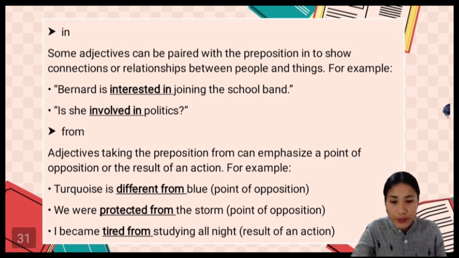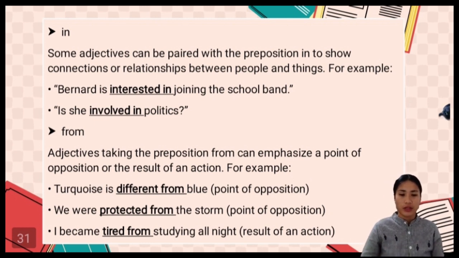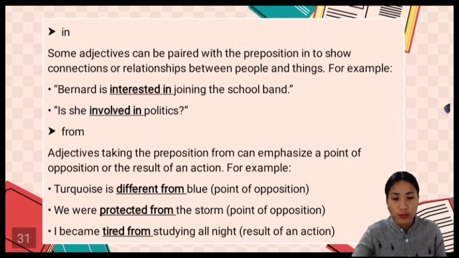And then is the preposition from. Adjectives taking the preposition from can emphasize a point of opposition or the result of an action. Alright, let's look at the example. Turquoise is different from blue. So here, this sentence is a point of opposition. And in the second example, we were protected from the storm. The sentence is a point of opposition also.